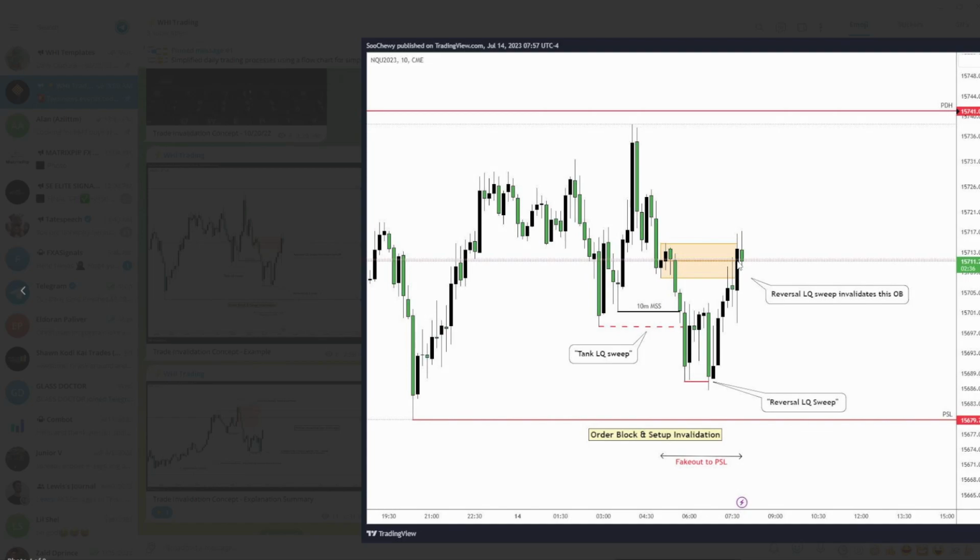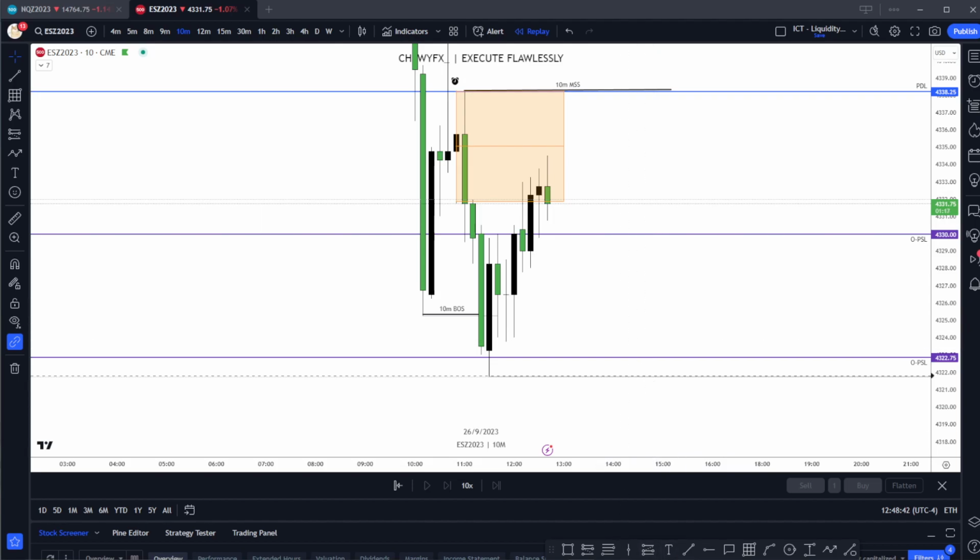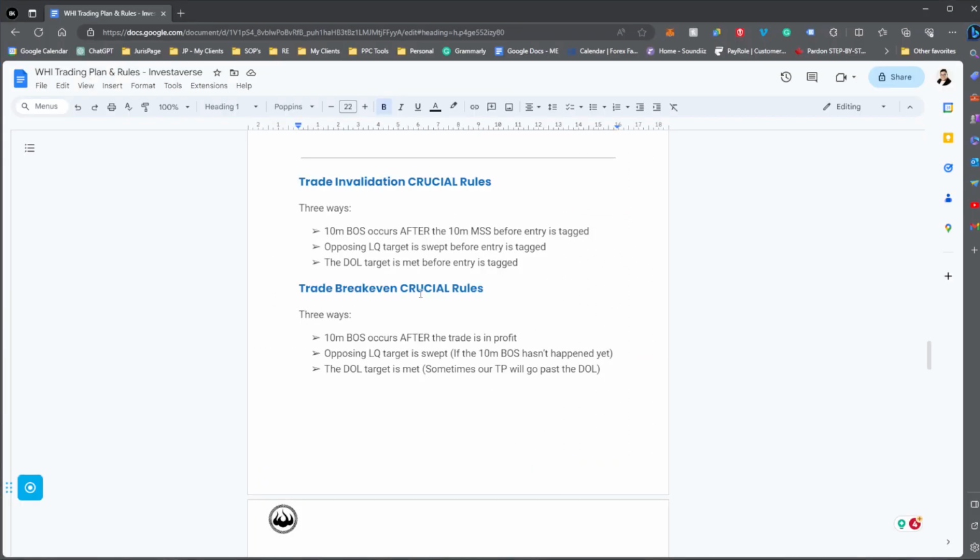And then we can see here the order block had little to no effect whatsoever. So this is indeed just a reversal, and it's actually aiming to take out this previous day high rather than this previous session low. So a very important step there that invalidated this entry this morning. And then if we take a look at another way a trade can be invalidated, it's if opposing liquidity target is met.